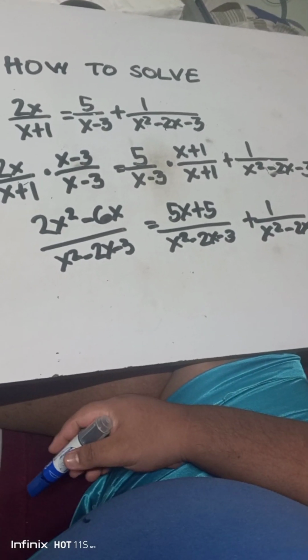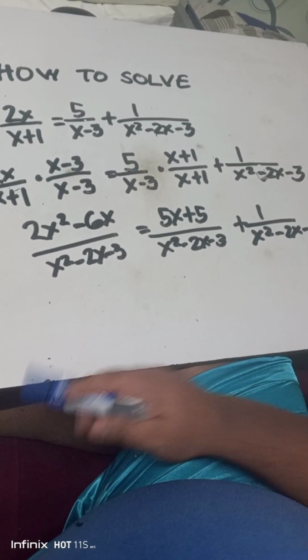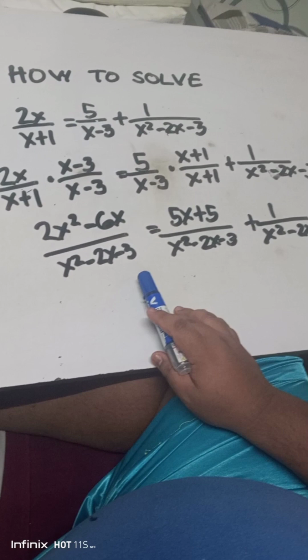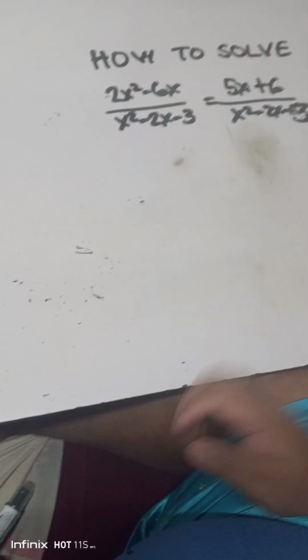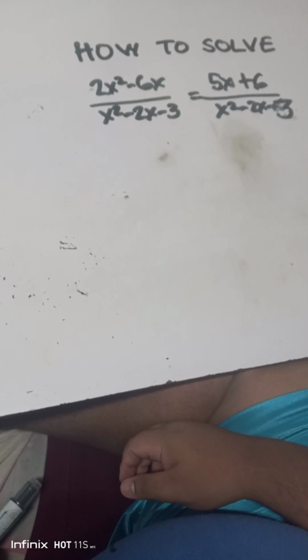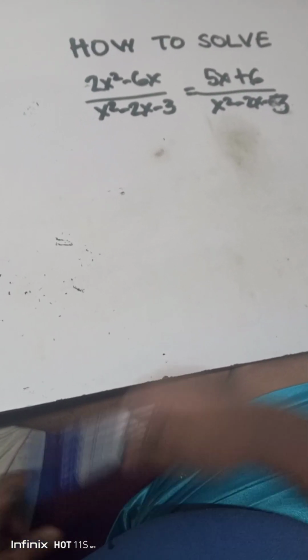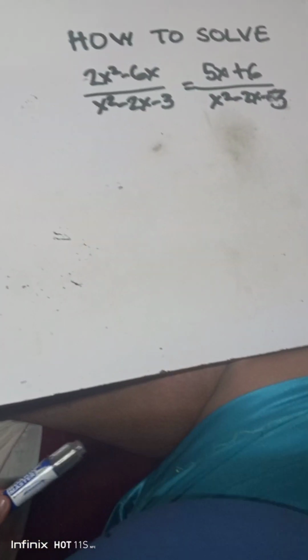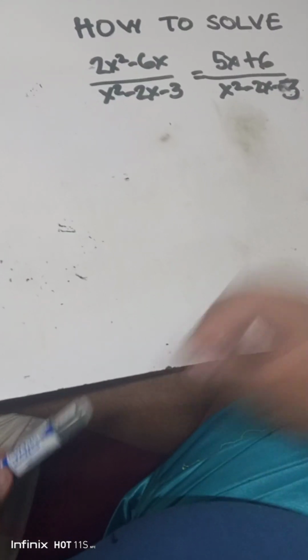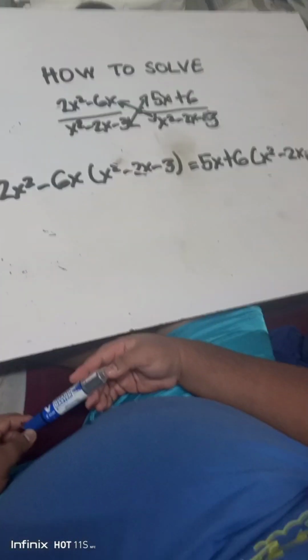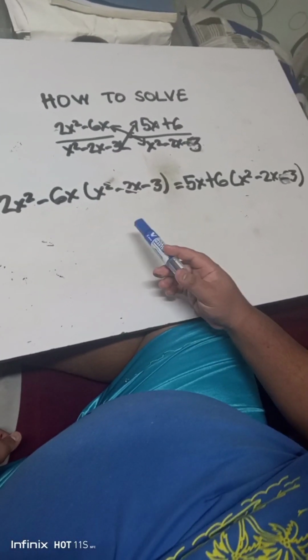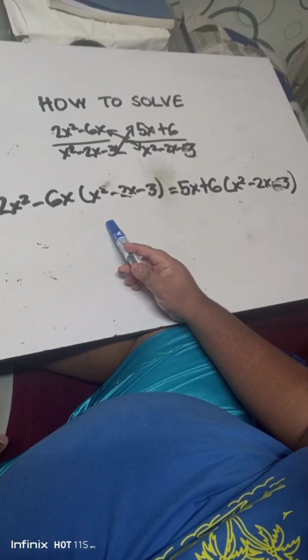If you follow this step, it will look like this. Then simplify the equation. If you simplify the equation, it will look like this. Then cross multiply both sides. If you follow this step, then it will look like this.